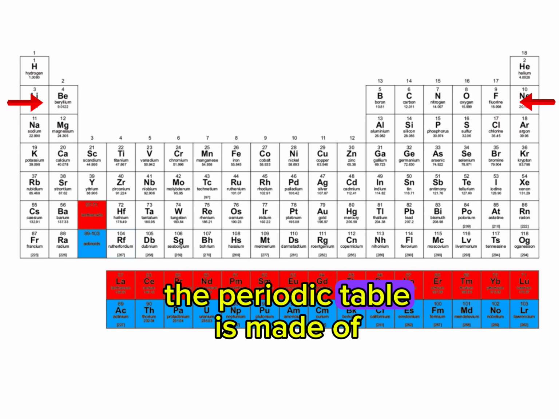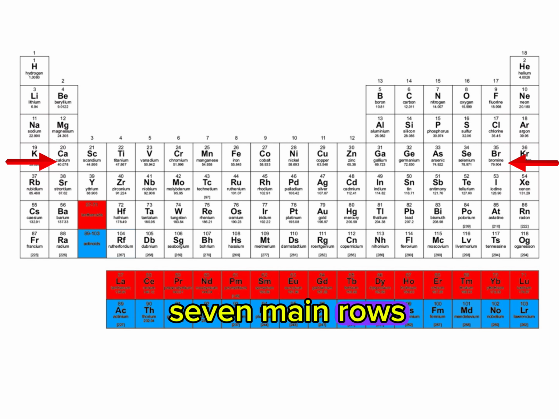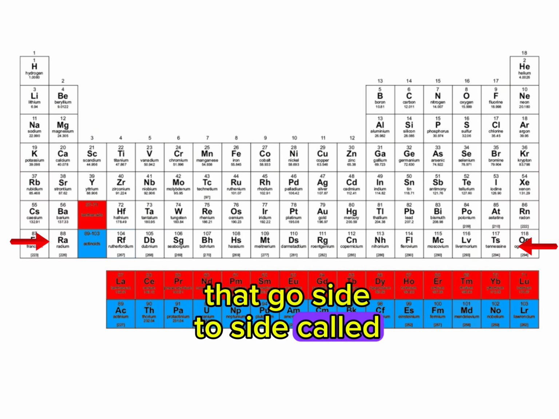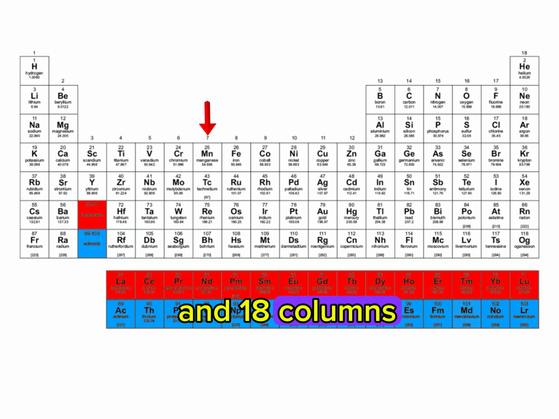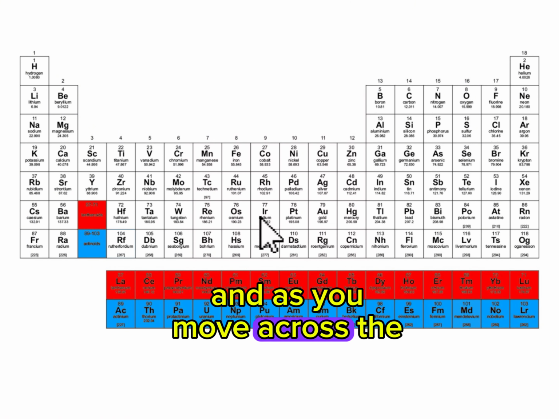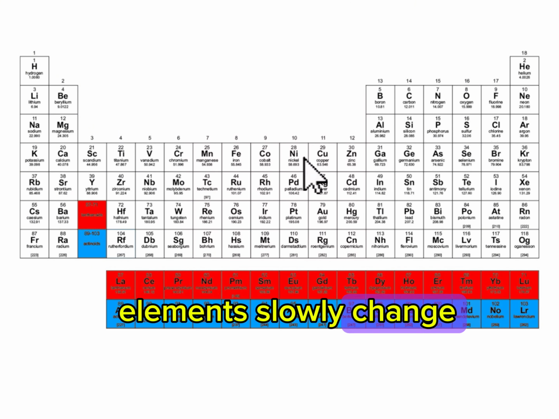The periodic table is made of 7 main rows that go side to side called periods, and 18 columns that go up and down called groups. And as you move across, the elements slowly change.